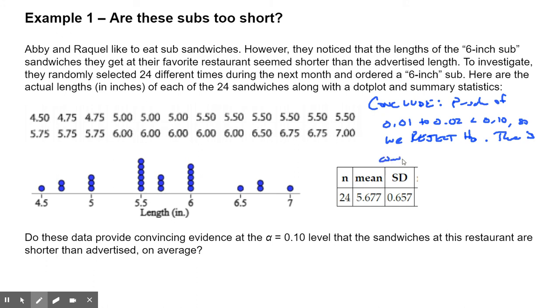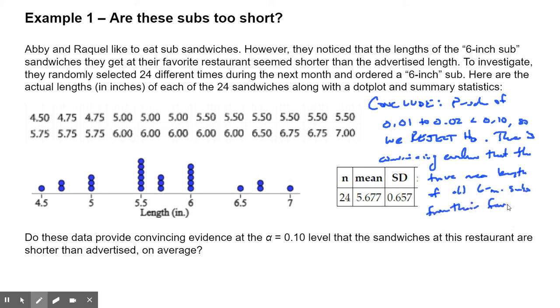There is convincing evidence that, and this is where you restate the state part, that the true mean length of all 6-inch subs from their favorite restaurant is less than 6 inches. And there you go. And that's the conclusion. And that's what we really care about. And again, it's for their favorite restaurant. That was the population we looked at. So they might want to choose a different restaurant.